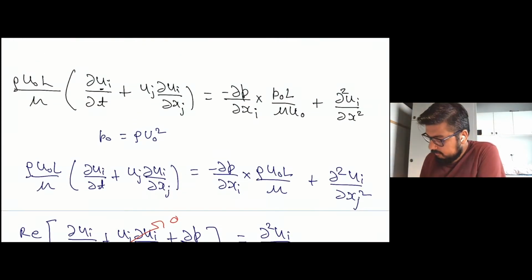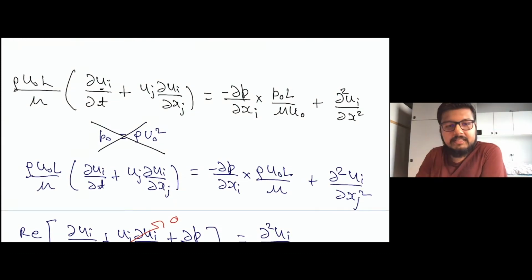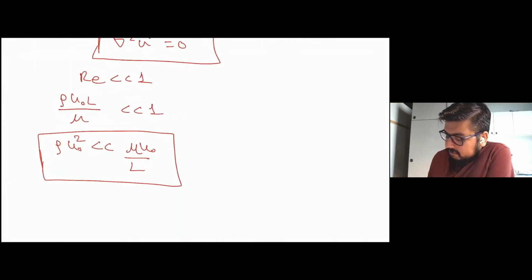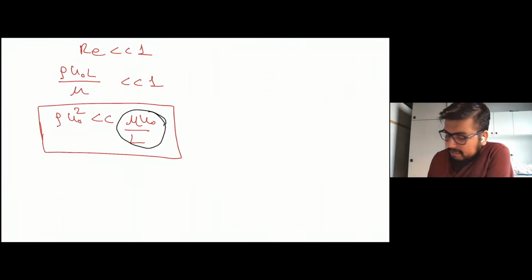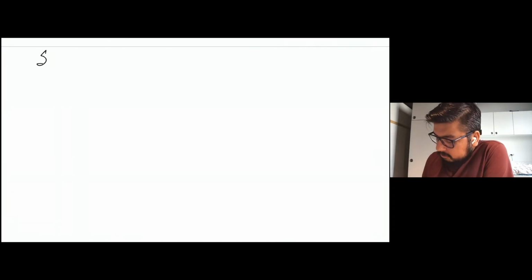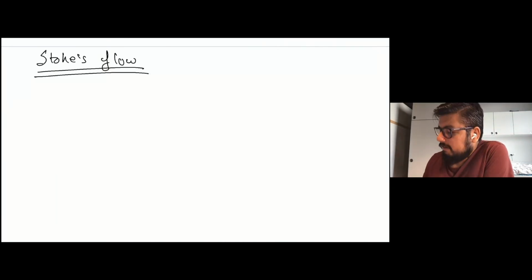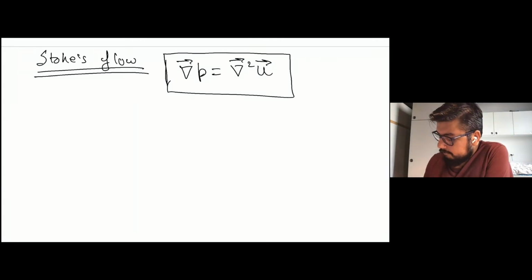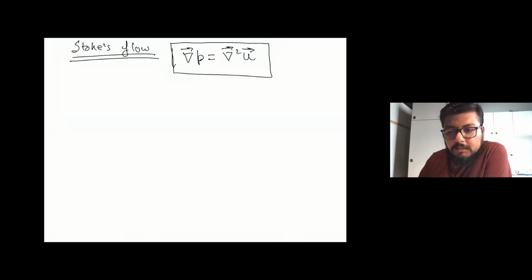So using rho u naught square as our pressure scale is incorrect, because we have another pressure scale in the system, which is mu u naught by L, which is way larger than rho u naught square. All right, after that small digression, let's come back to Stokes flow. So we have this universal equation which says that the gradient of P is equal to the Laplace of velocity field u. So we can solve this equation by using one of the following two ways.